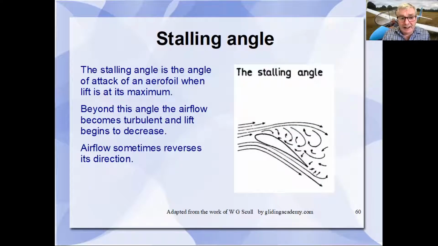The stalling angle is the angle of attack of an aerofoil when the lift is therefore at its maximum. You won't get any better lift than at that point. Beyond that angle, the airflow becomes turbulent and the lift begins to decrease. And as you can see in this diagram, the airflow on the top surface of the wing, in some cases, reverses its direction, which is quite normal and obviously a problem for an efficient wing.